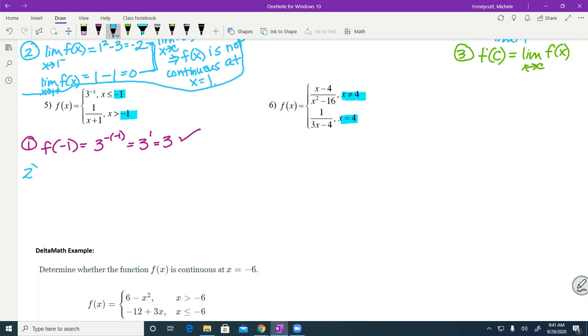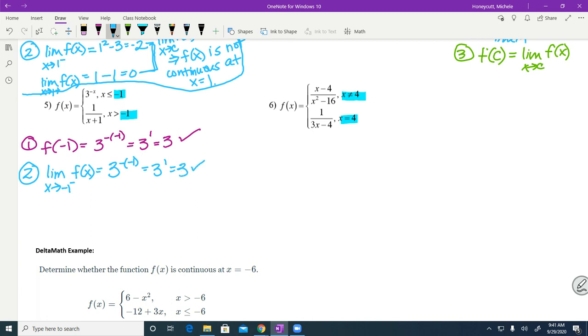Condition number 2, let's work on finding the limit. Find the limit from the left and then the limit from the right. The limit as x approaches -1 from the left of f of x. I need to pick the formula that approaches -1 from the left. It's the top one because these x values are on the left side of -1. So I'll take 3 to the negative, substitute -1 again, and you'll notice I'm doing the same thing. You'll always do the same thing for one or two of the pieces of the function. So 3 to the positive 1, which is 3.